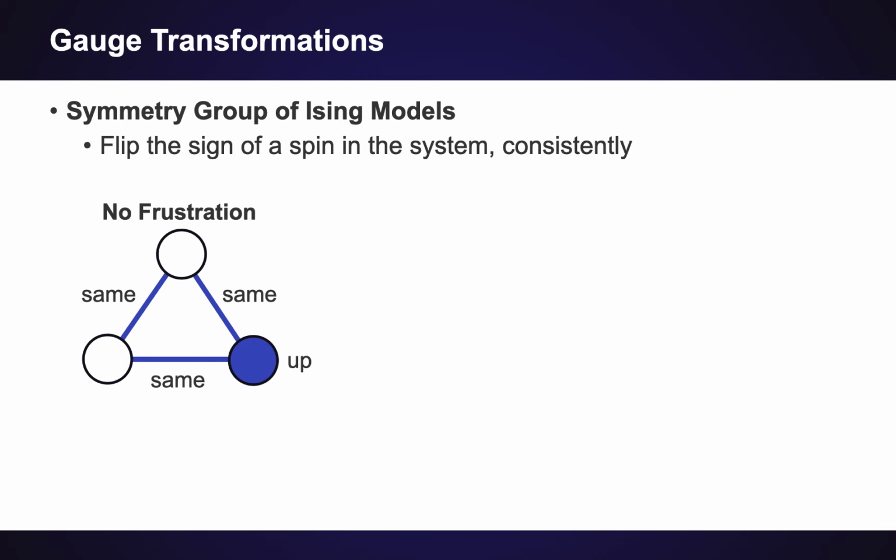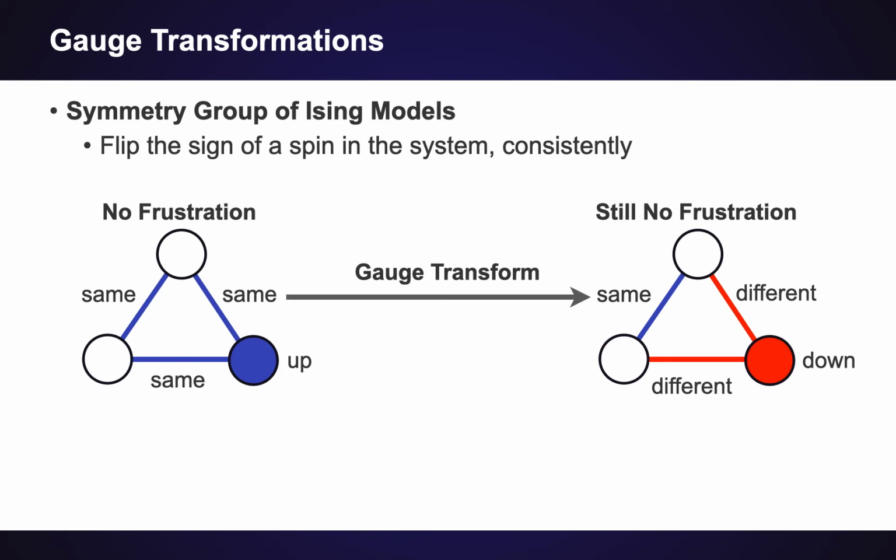The last core concept is the idea of a gauge transformation. This is a symmetry group of Ising models where you can flip the signs of the spins but keep all the other properties the same. So if you recall, this is the no frustration example from the last slide. We can swap, say, the lower right-hand spin to be the opposite sign and change nothing about the problem as long as we change the edges as well.